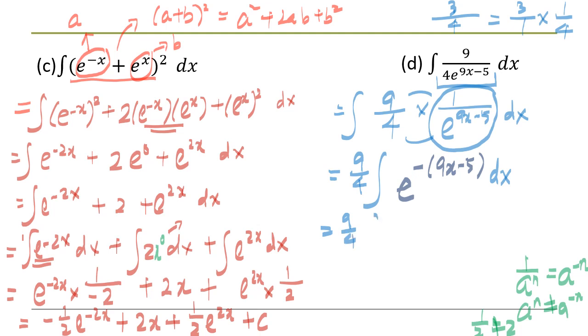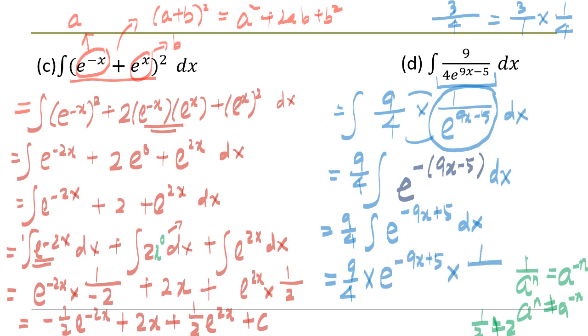Okay, so what do I get? I'll have e to the power of negative 9x plus 5. Okay, so now I can actually integrate it already, because it's actually e to the power of something already. So I just write down, the 9 over 4 must be there first. Then times e to the power of negative 9x plus 5, then multiply by 1 over differentiation of your power. Differentiate negative 9x plus 5, you get negative 9. Differentiate negative 9x, you get negative 9. Differentiate 5, you get 0.